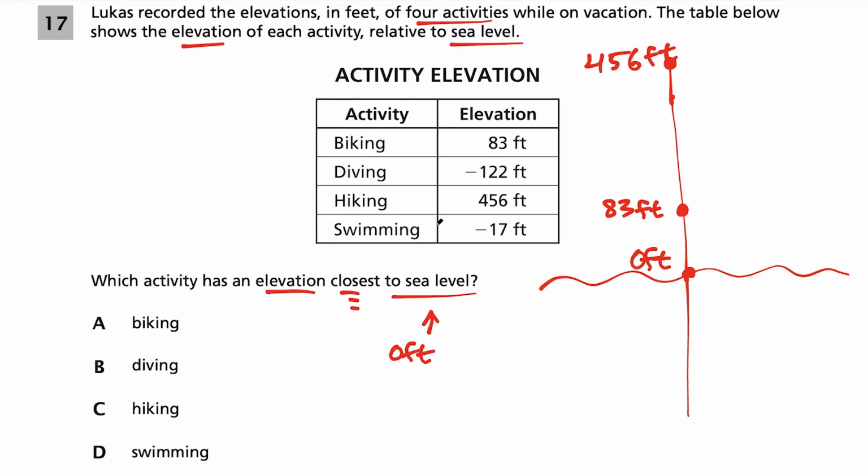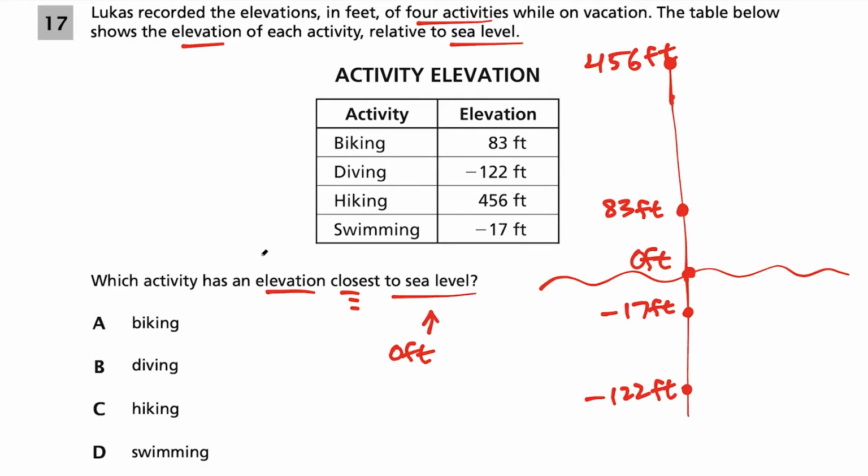And now if we go in the negative direction, swimming was at negative 17 feet. So that's pretty close to 0. So negative 17 feet like this. And then going really far down here, diving took place at negative 122 feet. Okay, so negative 122 feet.